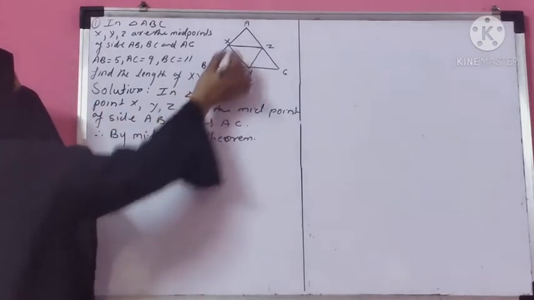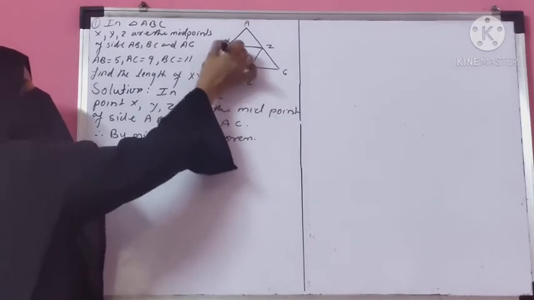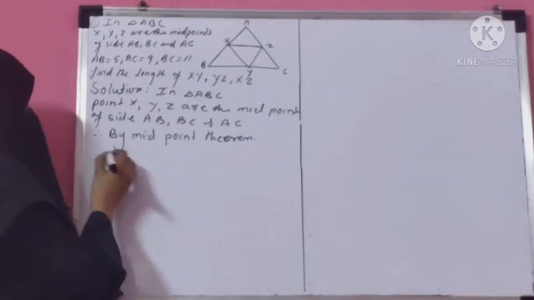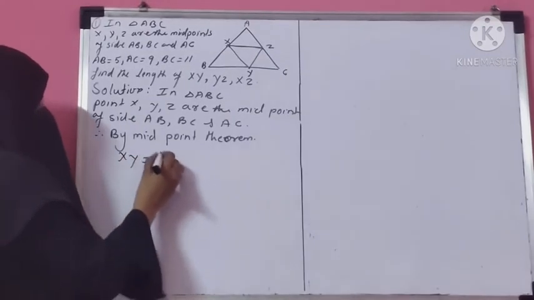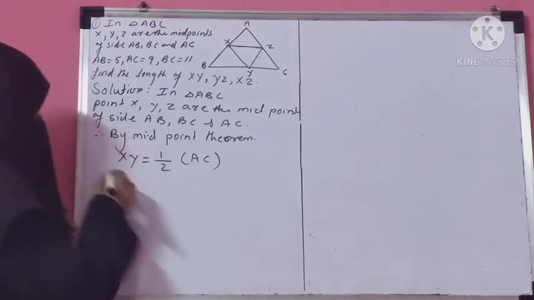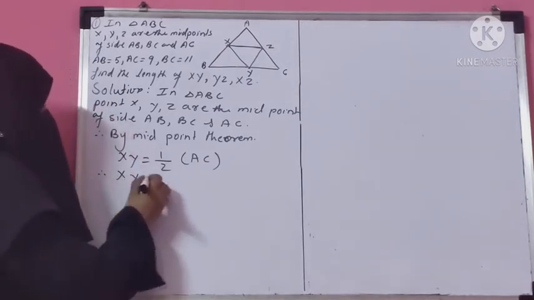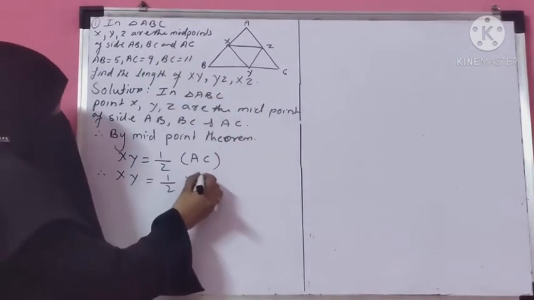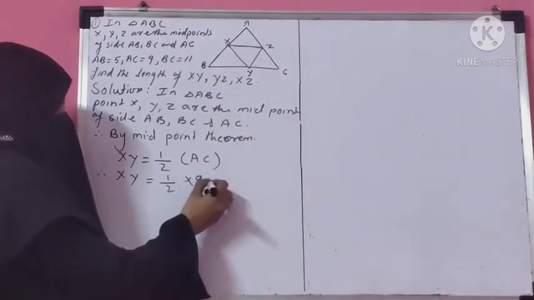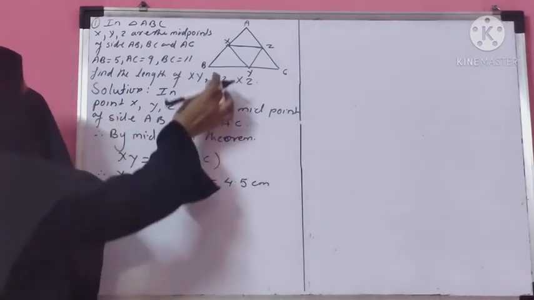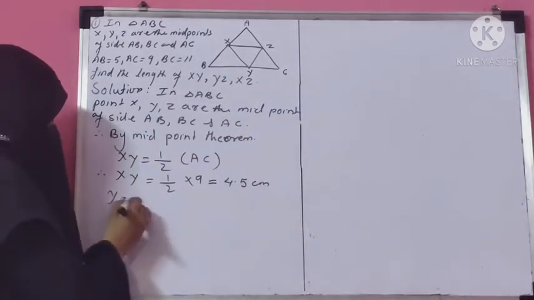So therefore XY, its opposite side is AC. So XY is half of AC. Okay, so find the value. Therefore XY is half of AC, the value here is 9. So half of 9 is 4.5 centimeter.